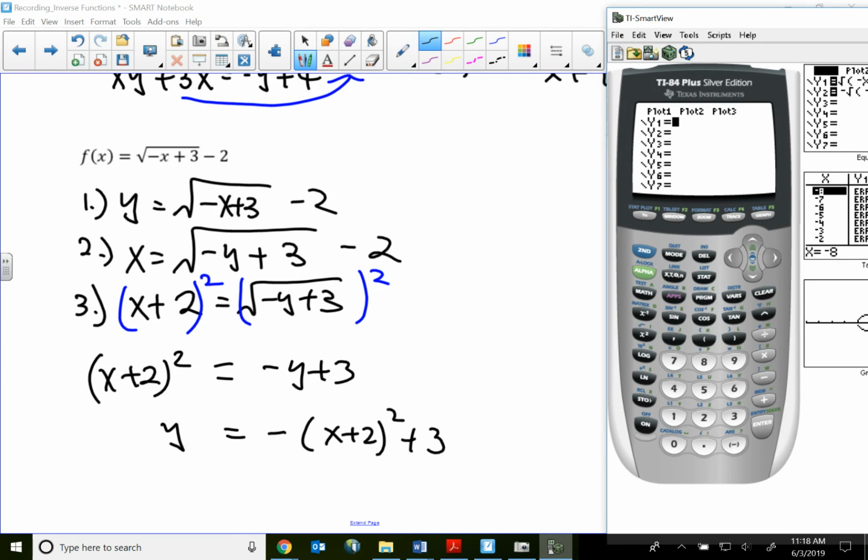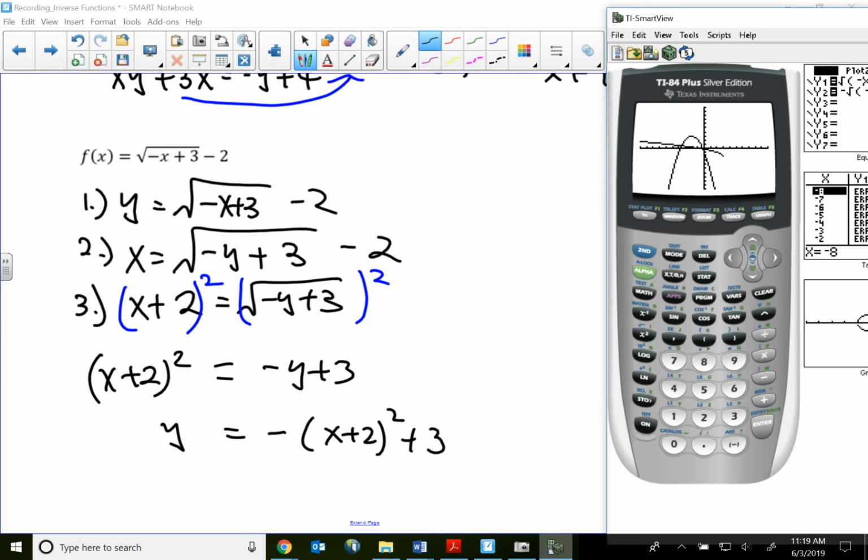I'm going to graph both of them. Let's graph the square root function: square root of negative x plus 3, close parenthesis, then minus 2. It looks like that. Now y2 is negative (x plus 2) squared plus 3. So the inverse of my radical function is actually that.